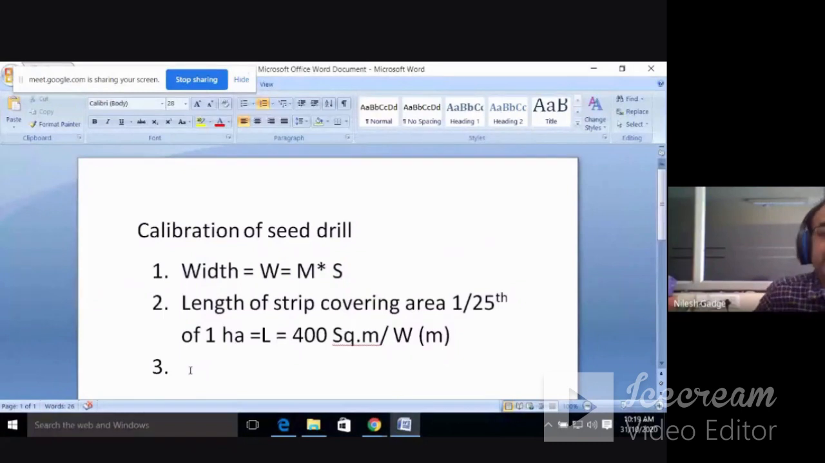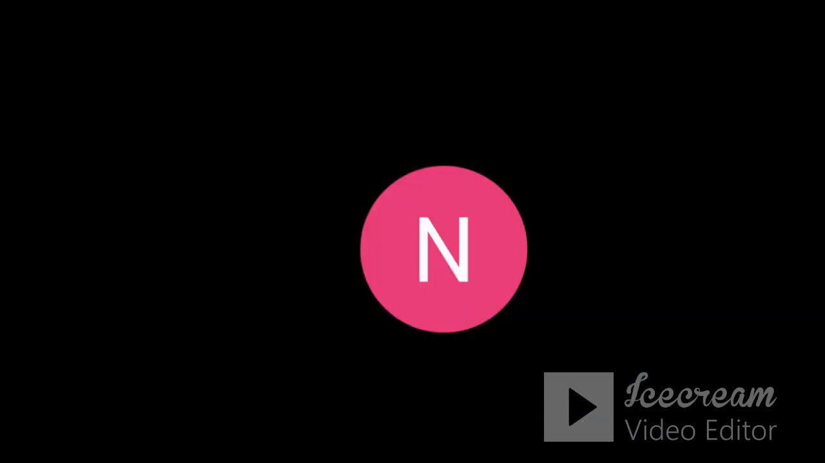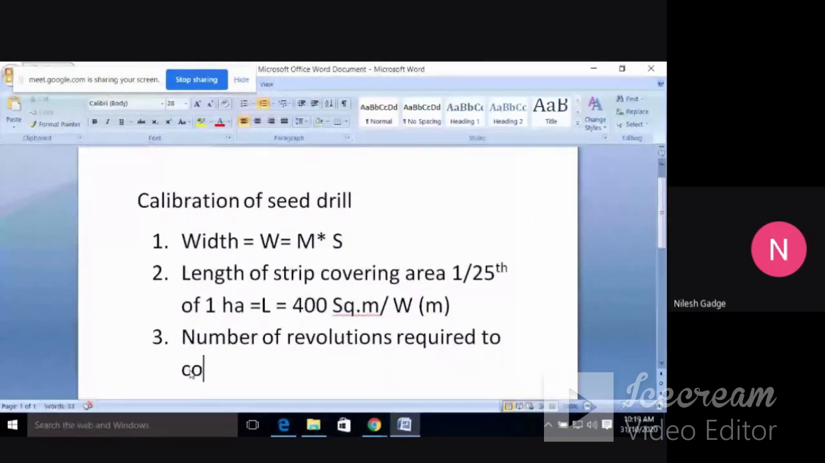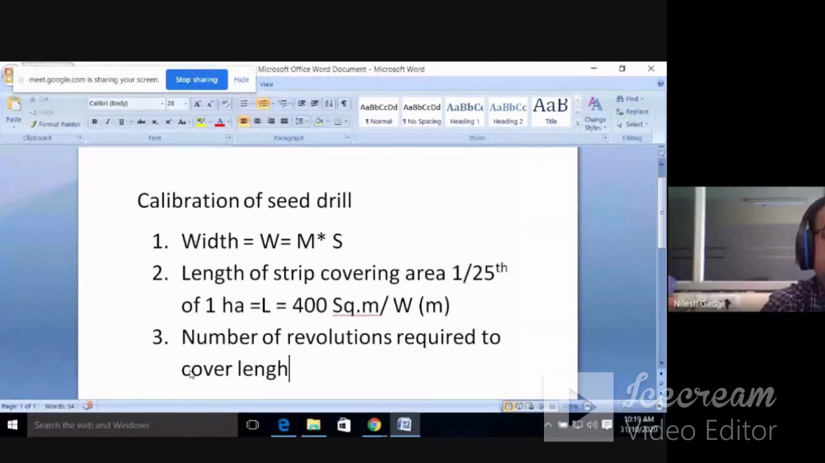आता थर्ड काय काय कॅल्क्युलेट करायचंय तुम्हाला? झाली, लेंथ ऑफ द स्ट्रीप झाली. नंबर ऑफ रिव्हॉल्युशन्स रिक्वायर्ड टू कव्हर लेंथ ऑफ स्ट्रीप एल.